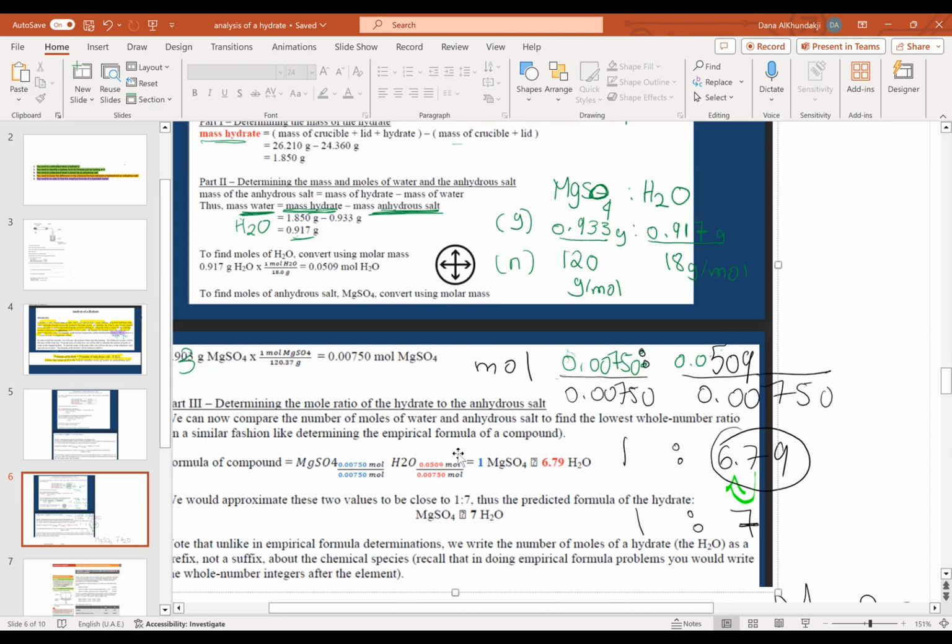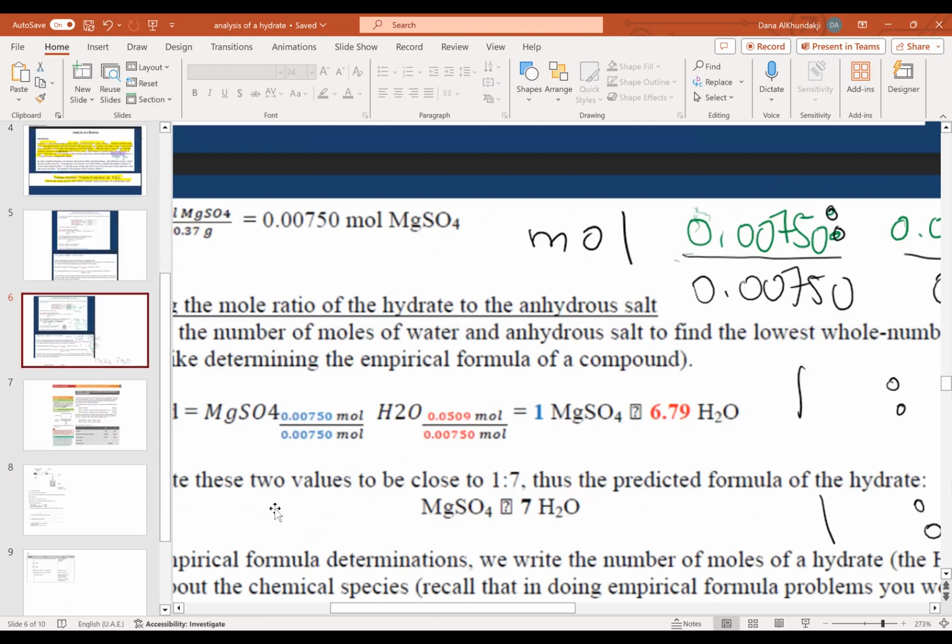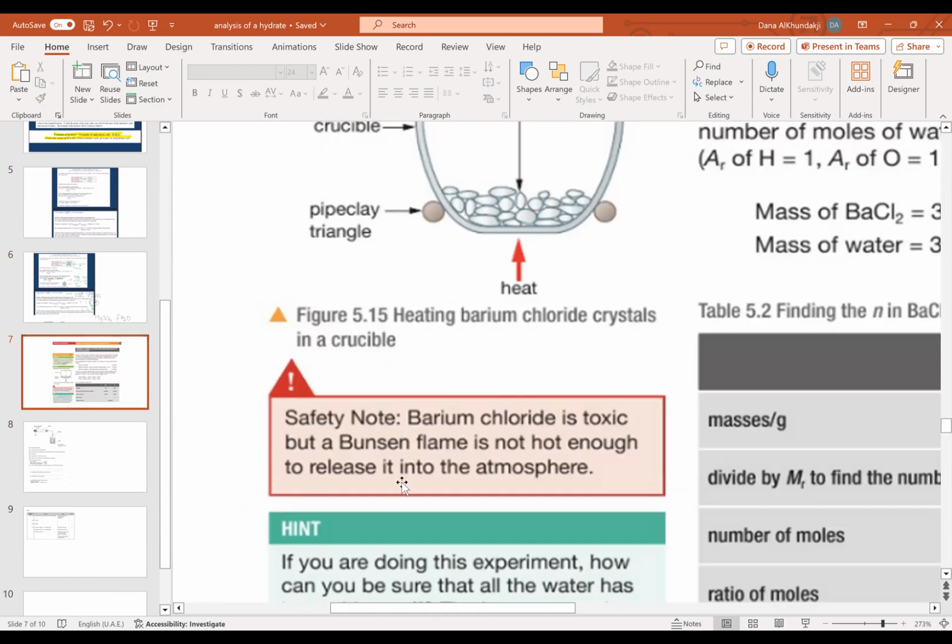And in this case, you now have 7 moles of water for 1 mole of magnesium sulfate. That is why now your formula is going to be 1 to 7. Now I'm going to show you another example over here.